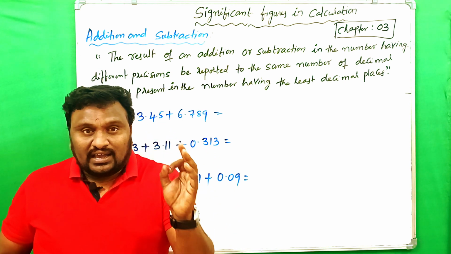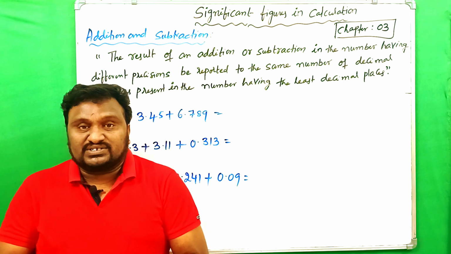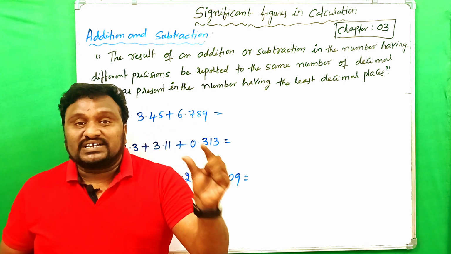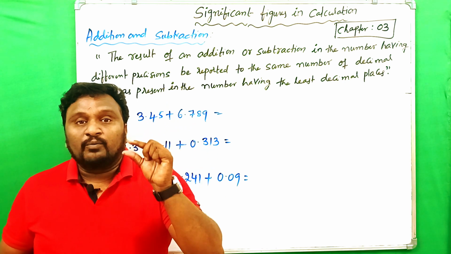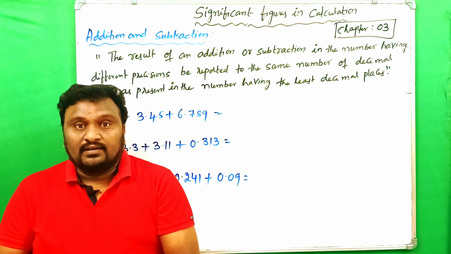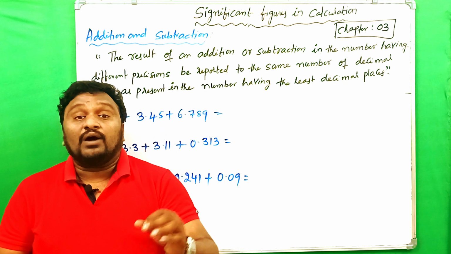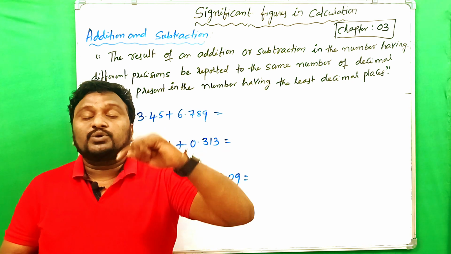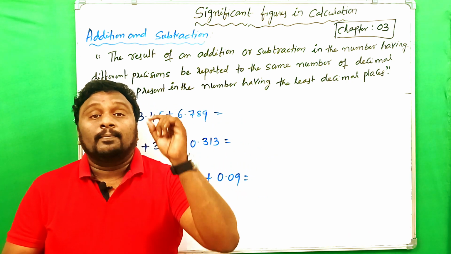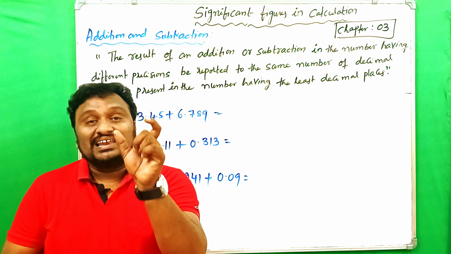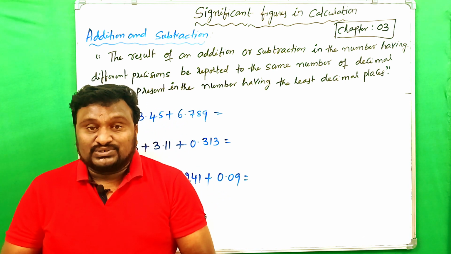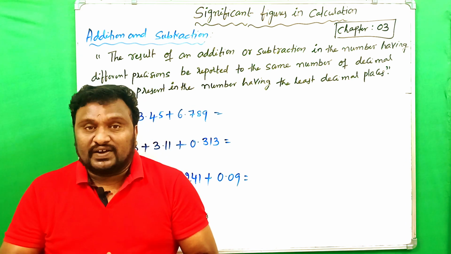When in a given problem we have many numbers, among those numbers we have to select the particular number which has the least decimal places. Clear? We have to note that least number of decimal places. And after doing the arithmetic operation like addition, you have to round off the result to the least decimal value we noticed. Clear? We will discuss one example, then you can understand this automatically.